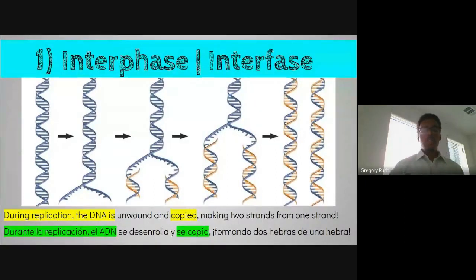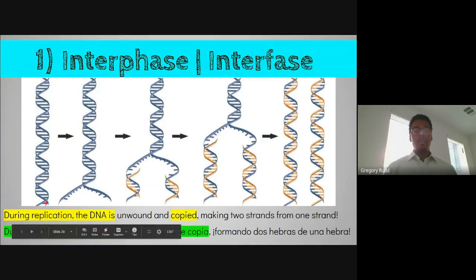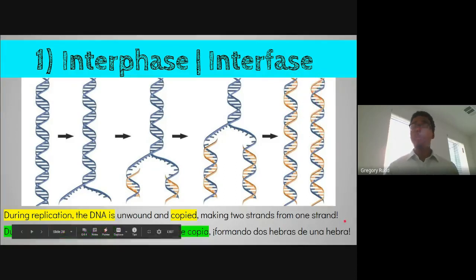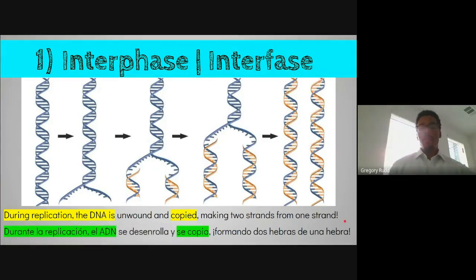Okay, so just a little bit more about DNA replication. During replication, the DNA is copied. Okay, so we can see what happens. This is one strand of DNA. We can see the double helix. That double helix gets unwound, and each strand is getting copied. We're moving up the strand, and eventually you end up with two distinct strands of DNA. They're copies of each other, though. So we're making two strands from one strand.